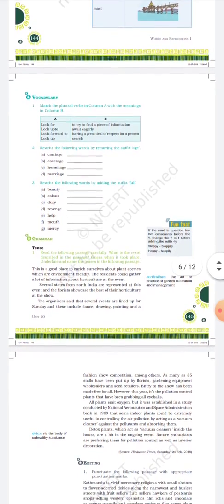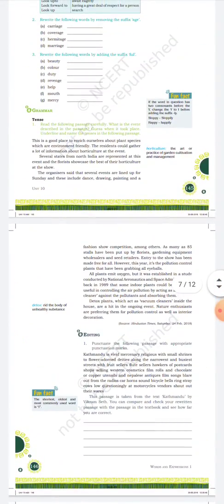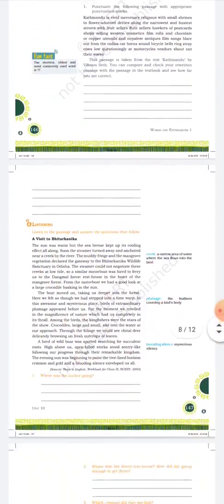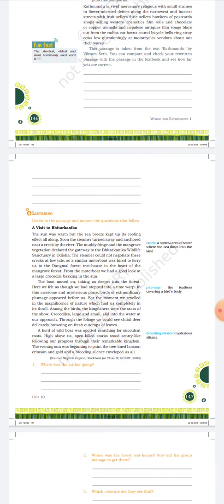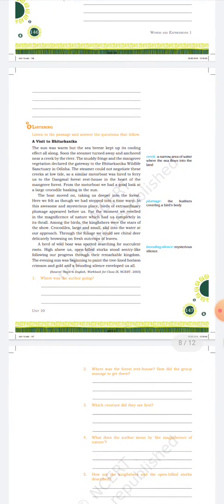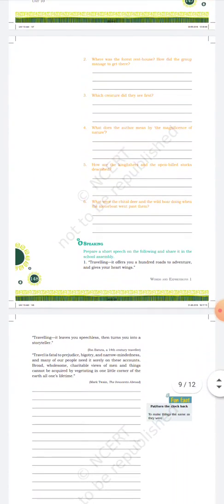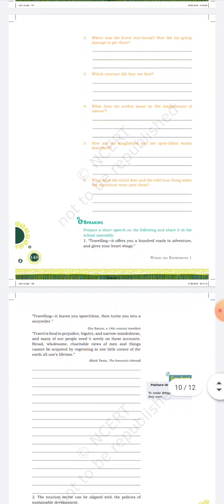Now we are coming to the listening part, because this type of grammar or editing part is not included in our syllabus. So in the listening part, there is also another passage. All you have to do is read the passage very carefully, and then try to answer the questions. Okay, you can easily answer the questions. And the speaking part is not included in our syllabus, so we can omit it for the time being.